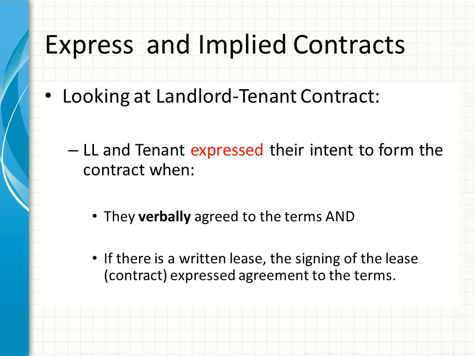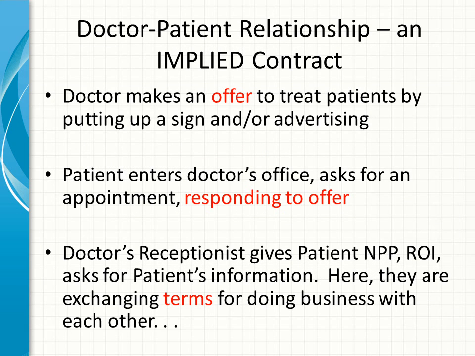Okay, so different kinds of contracts: express contracts and implied contracts. Let's take a look at the landlord-tenant contract. Landlord and tenant express their intent to form the contract when they verbally agree to the terms. They talked it back and forth, they discussed the terms, and if there is a written lease, the signing of the lease. That is an expression of agreement to the contract. A good example of an implied contract is your doctor-patient therapeutic relationship. That is usually an implied contract.